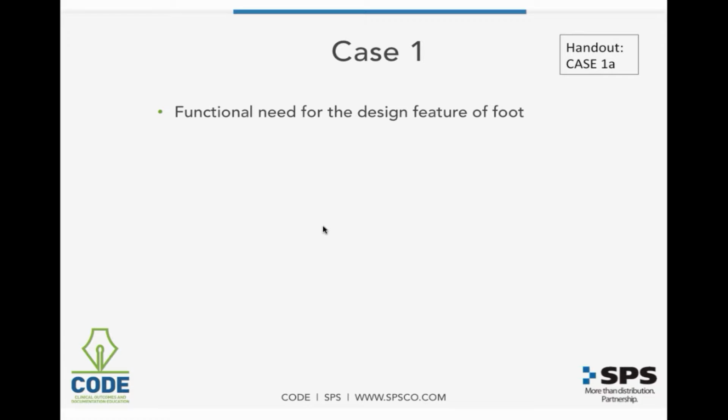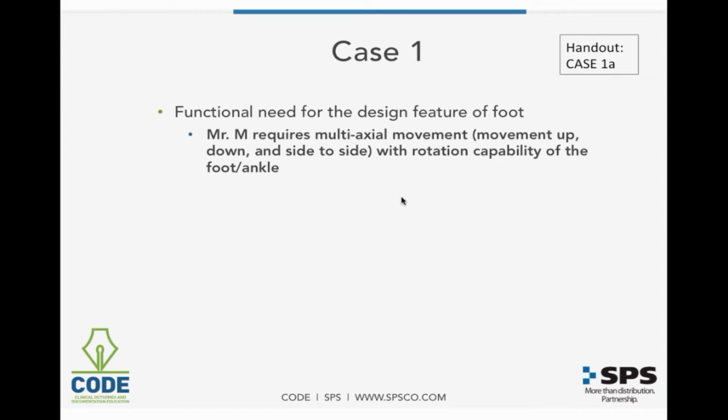Okay, so let's also look at one of my favorite features, right? Multi-axial movement. Firstly, multi-axial movement means nothing to anybody except us and P&O. Nobody gets that. So we want to just, again, put it in plain language, not stupid language, not dumbed down language, just plain language. So Mr. M requires multi-axial movement, and that is movement up, down, and side to side of the ankle, right? And he needs rotation capability of the foot and ankle. He needs it to twist, right?